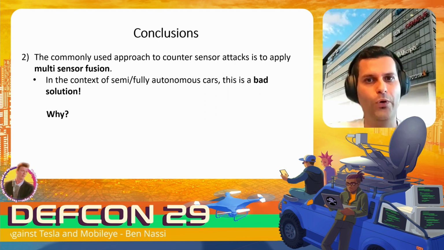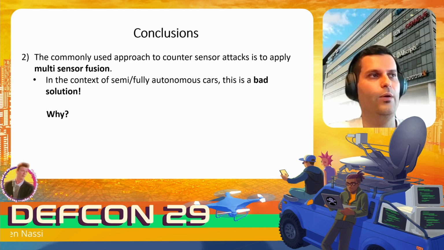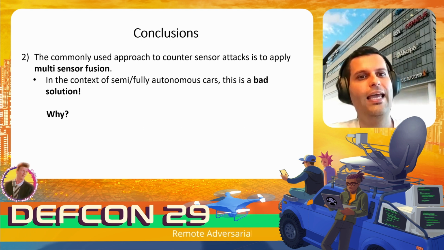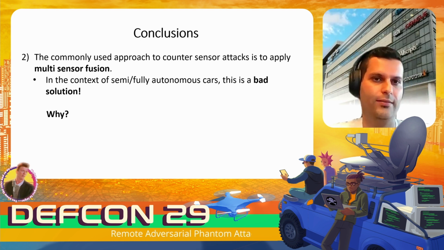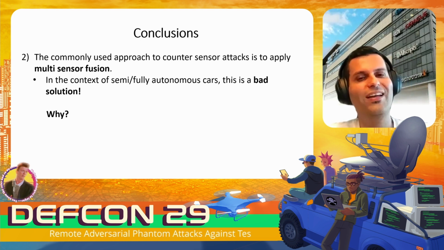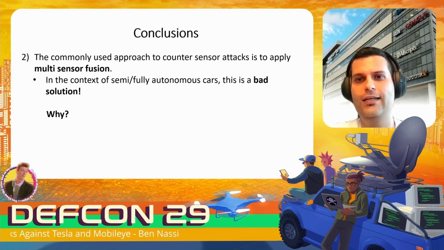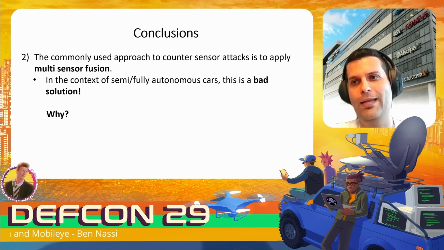Now, the commonly used approach to counter sensor attacks, in the case where you have additional sensors, is to apply a multi-sensor fusion policy or approach. However, in the context of semi or fully autonomous cars, this is a bad solution. And I want us to understand why this is a bad solution.